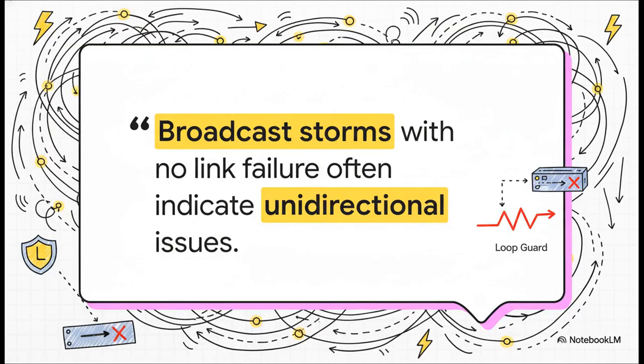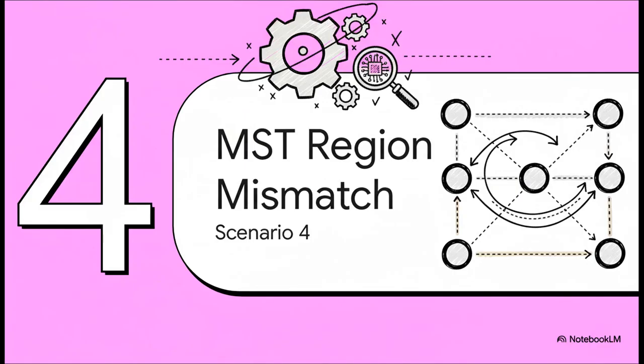And here's a tip that could literally save your job someday. If your network is melting down in a broadcast storm, but every link looks perfectly healthy, your number one suspect has to be a unidirectional link failure. Loop Guard is the feature that prevents this chaos by putting the port into a blocking state if those BPDUs suddenly vanish. Okay, let's turn up the difficulty a bit.